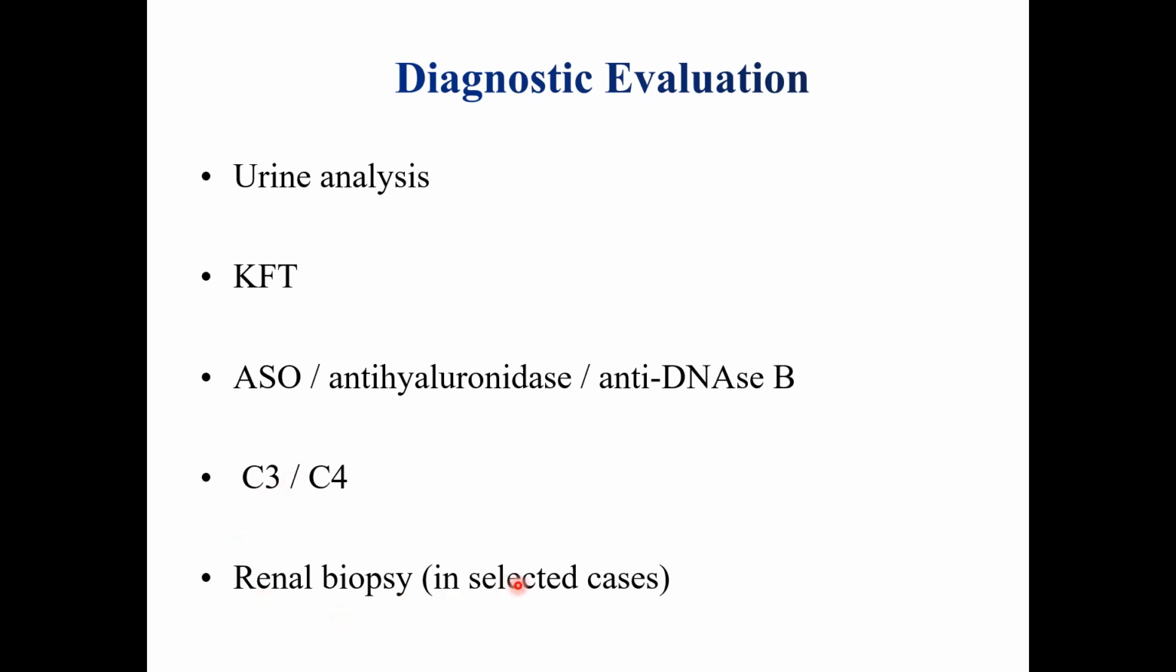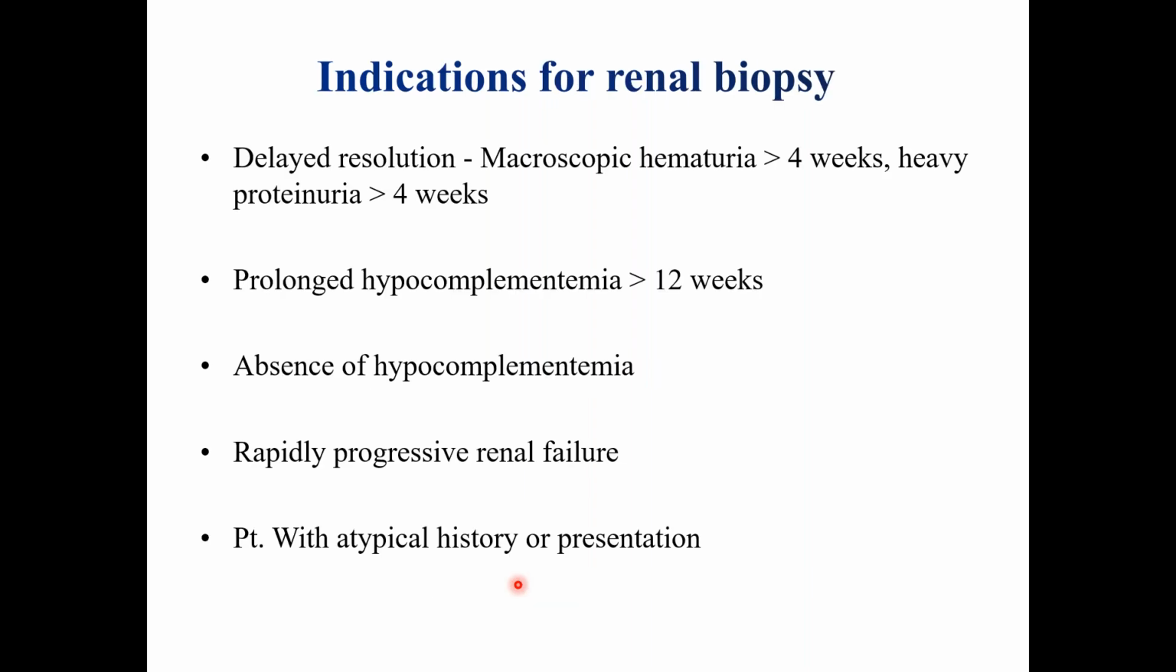And renal biopsy is usually indicated in patients only when there is a moderate to severe degree of renal dysfunction. That is, the patient has presented to us like a rapidly progressive glomerulonephritis. Most of these patients self-resolve of the hematuria and proteinuria within 4 weeks. So if you have persistent macroscopic hematuria beyond 4 weeks or proteinuria beyond 4 weeks, we are talking about macroscopic hematuria. Microscopic hematuria can persist for even up to 1 year in patients of acute GN.